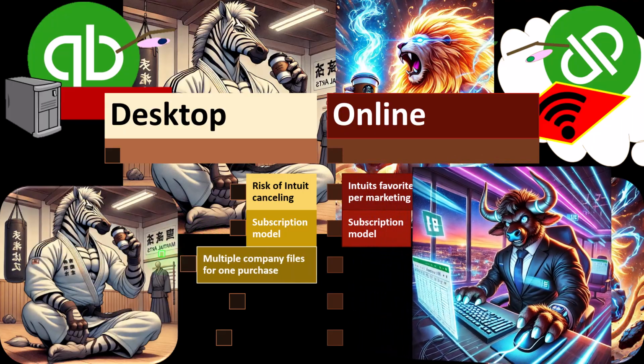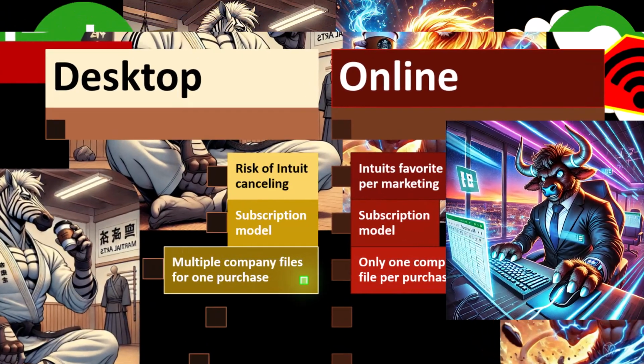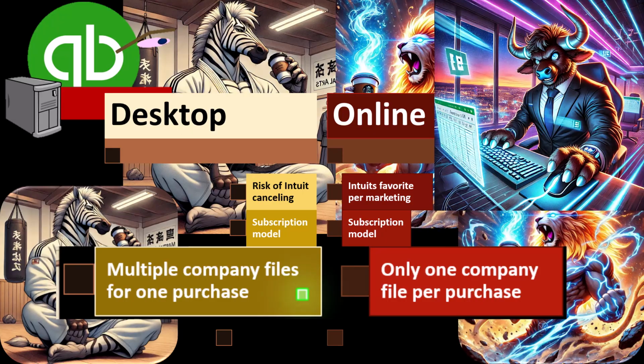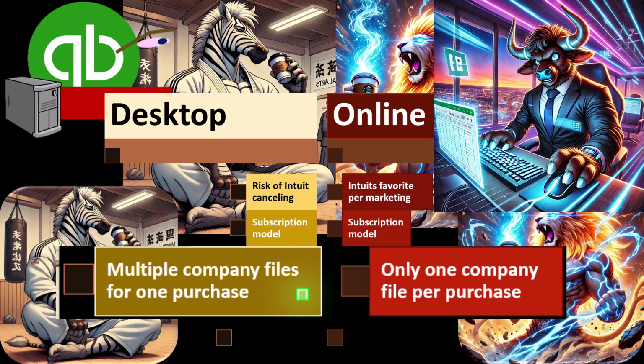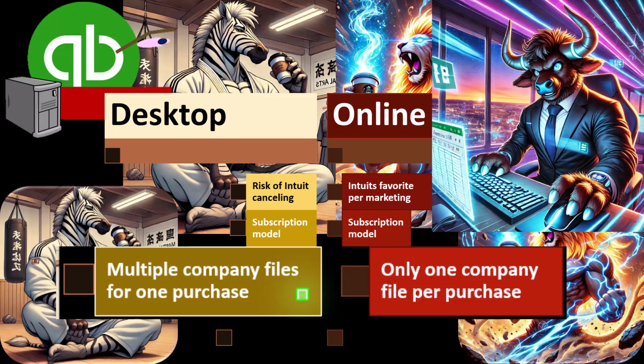Okay, so multiple company files for one purchase. That's going to be one of the major benefits, again, for the desktop version. Only one company file per purchase for the online. You can see this is part of the problem with us practicing in the online version. Because if you have your own company file, I don't want to mess that up. So we need a sandbox for us to be practicing in. That's where the QuickBooks Online test drive comes in. That's where possibly a 30-day trial or the free version of a student software comes in.